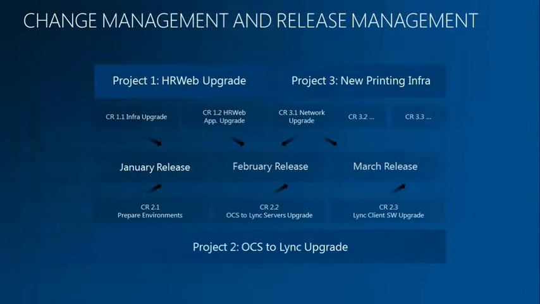So this is just a visual diagram of what might happen. We might create a number of different change requests, and then we map each of those change requests to different release windows. In this case, we have a monthly change release cycle, and we map each change request that gets created to a particular release.